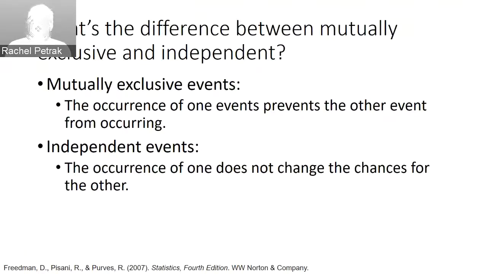Independent events: the occurrence of one event does not change the chances for the other event. In this case, the events, like a coin toss, are completely independent. And later on in our course, we'll look at some different ways, in more complex scenarios, of testing for independence of events. We'll specifically have a test that we can use to ascertain if 2 events are independent in the context of a research study.